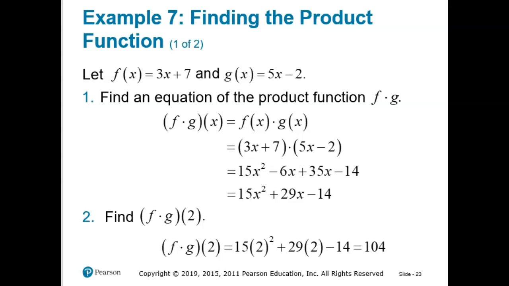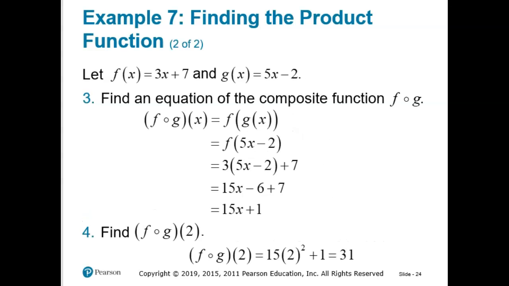We're given two functions, 3x plus 7 and 5x minus 2. When we multiply them together, we use FOIL, and we end up with 15x squared plus 29x minus 14. If we're asked to evaluate that at 2, then we simply replace x with 2 and find that it's equal to 104.